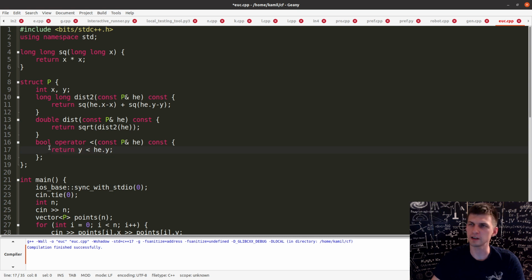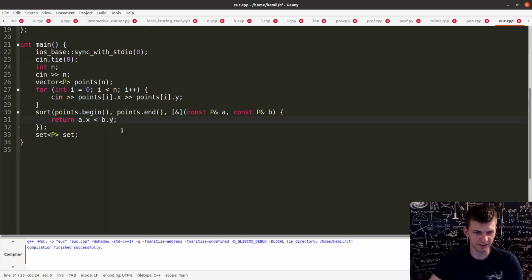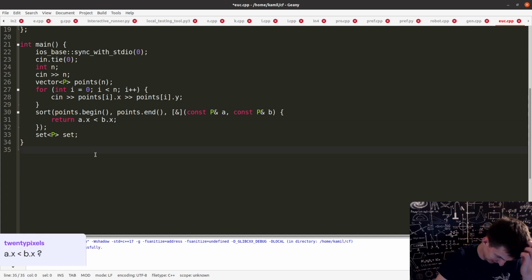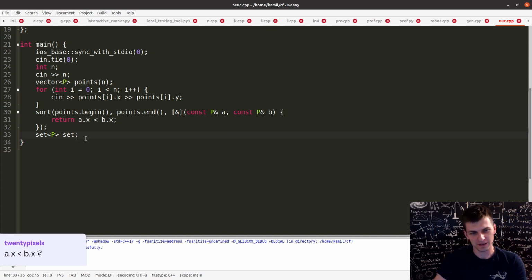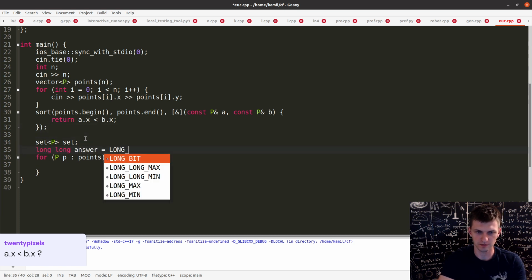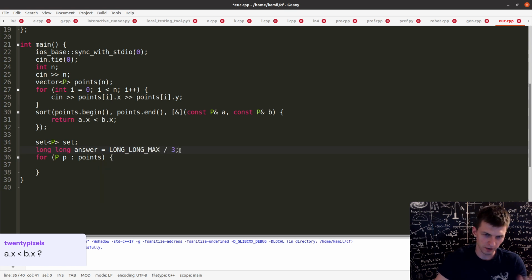And now, can I have Y collisions there? We can. Oh, BY. Yeah, thank you, 20 pixels. Again, you're saving me a lot of time. Okay, for every point in points. Also, we keep the answer. I never use long max or int max because when you add anything to it, it overflows. So I always choose something smaller.